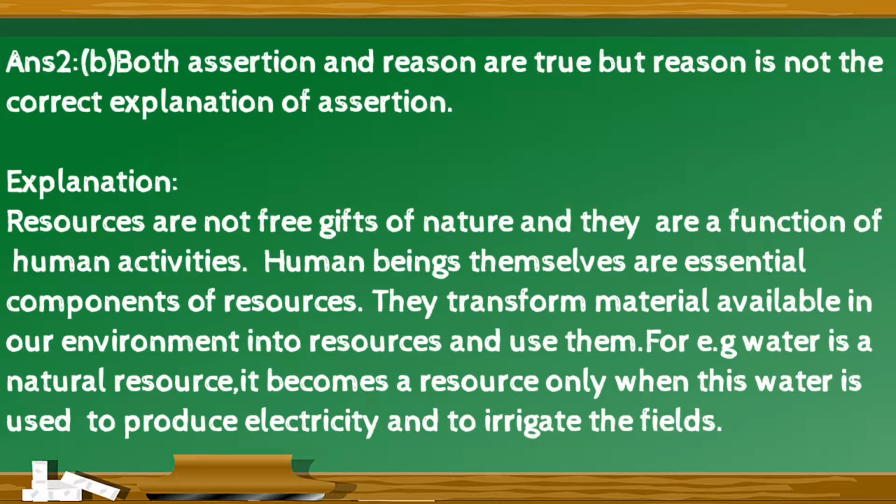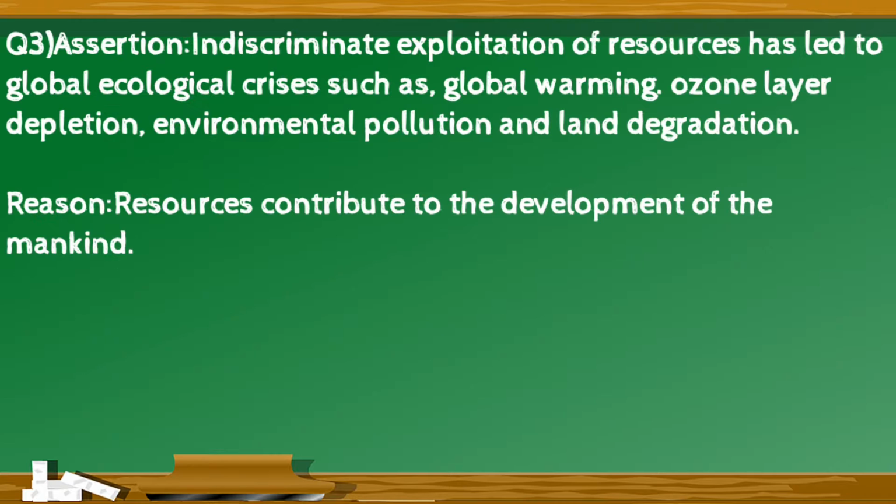The right option is B. Both assertion and reason are true, but reason is not the correct explanation of assertion. Explanation for this is resources are not free gifts of nature and they are a function of human activities. Human beings themselves are essential components of resources. They transform material available in our environment into resources and use them. For example, water is a natural resource. It becomes a resource only when this water is used to produce electricity or to irrigate the fields.